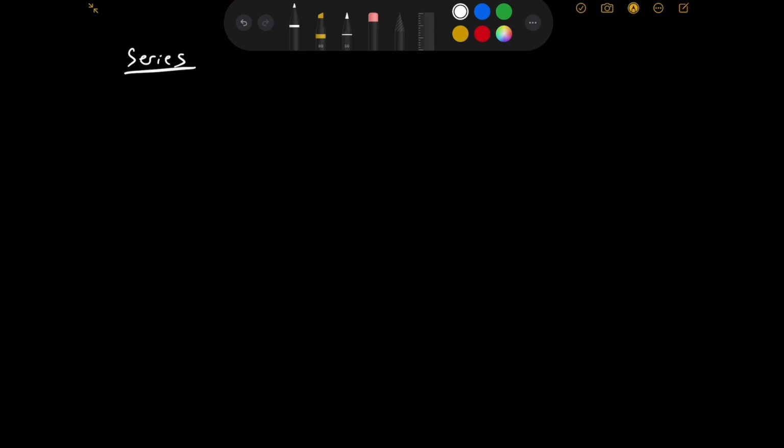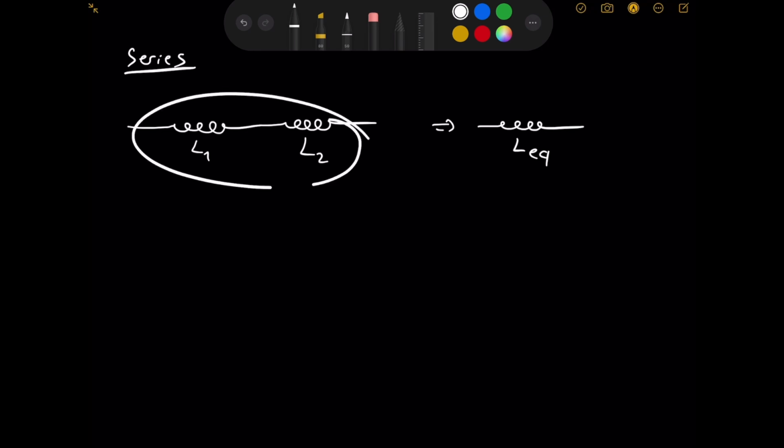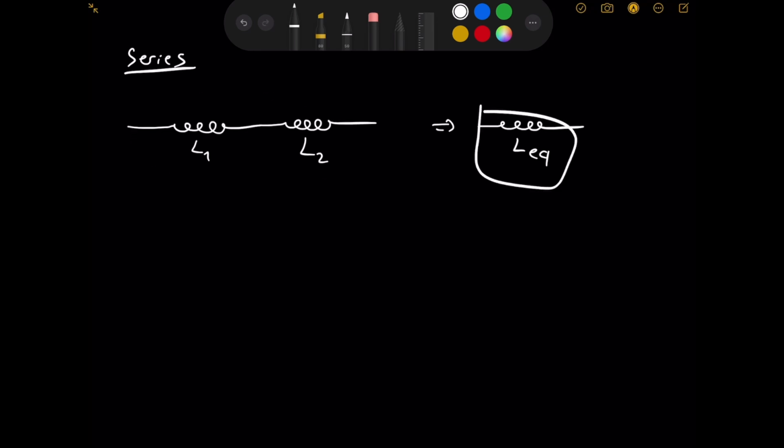So let's say that we have one inductor, L1, and another inductor, L2. Now, the question is, I want to replace these two guys by some inductance, let's say it's going to have the value L equivalent. And I basically want to express this L equivalent in terms of these two inductances, okay? So, to have the same effect as these two guys, I want to just have one inductor. And what should this inductance be in terms of the given inductances?